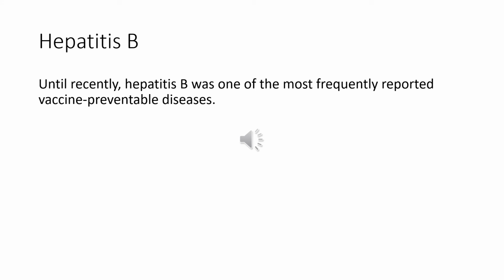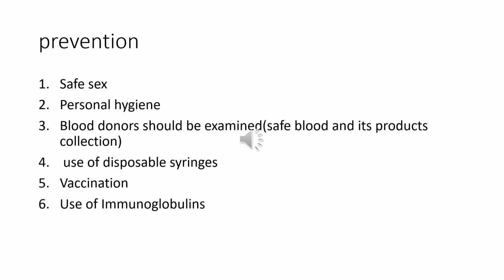Until recently, hepatitis B was one of the most frequently reported vaccine-preventable diseases. This topic of prevention is very important, because it is a dangerous disease and may go to liver cirrhosis, chronic hepatitis, and may affect other family members and the community as well. Second, it may cause cancer of the liver, and this is a fatal disease. So prevention is so important.